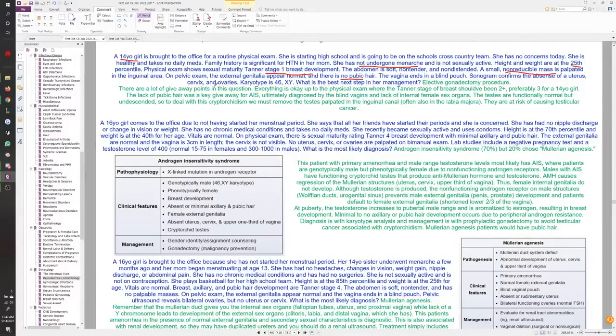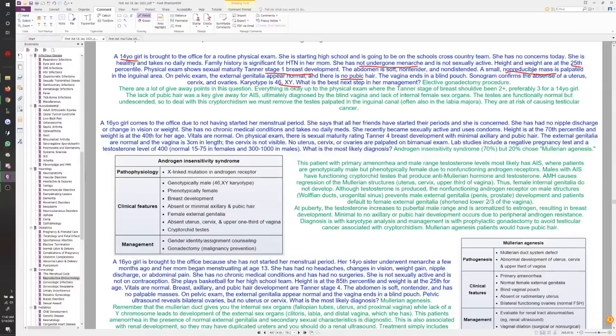So now what do you do? You confirm if it's a guy. Karyotype. Karyotype is 46XY, so it is a guy. Look at that. They started the question by telling you it's a 14-year-old girl, but it's a guy. All right, so, tricky. What is the best next step in her management?